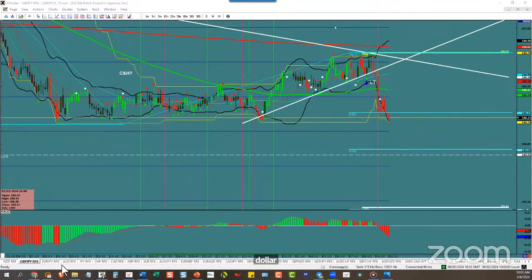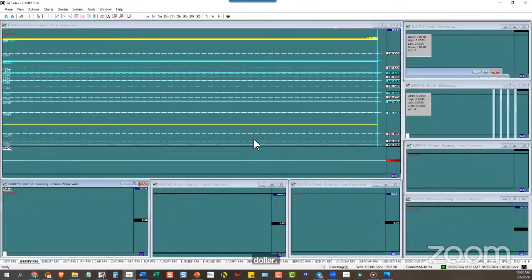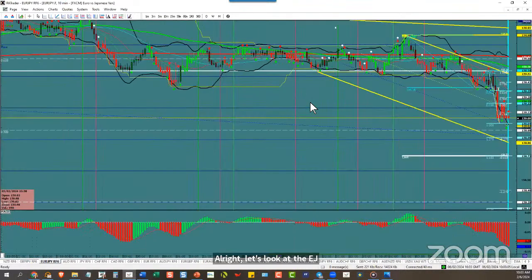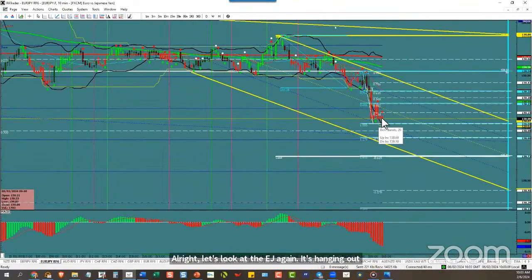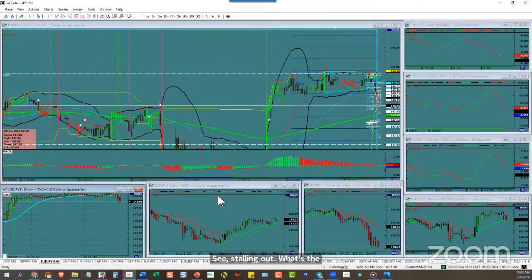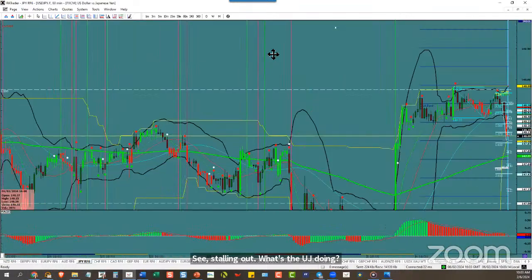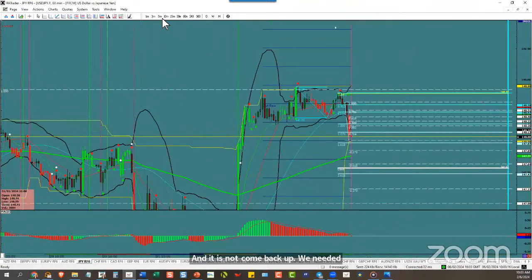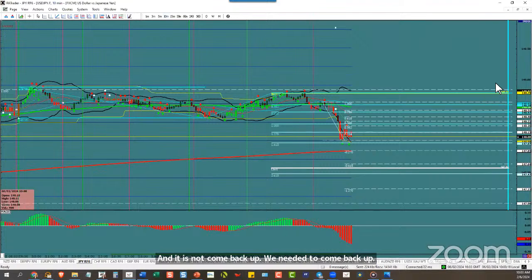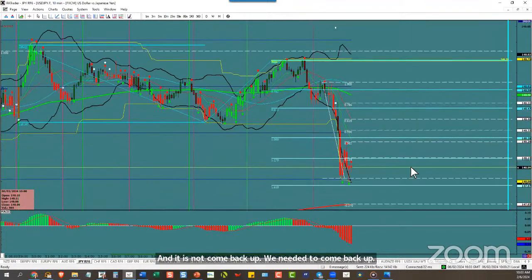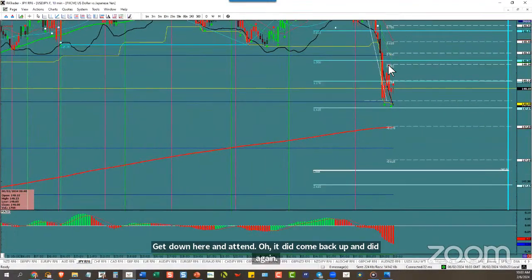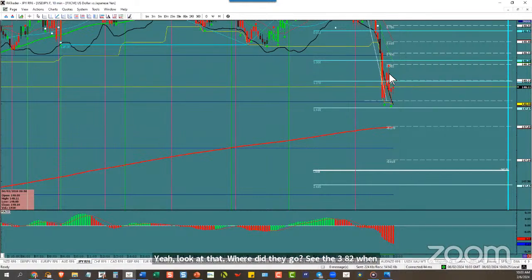All right, let's look at the EJ again. It's hanging out also. Everything's stalling out here. See, stalling out. What's the UJ doing? And it has not come back up. We need it to come back up. Get down here in a 10. Oh, it did come back up. But did it get? Yeah, look at that. Where did that go? See the 382? When they hit that 382, that's where the money came in.